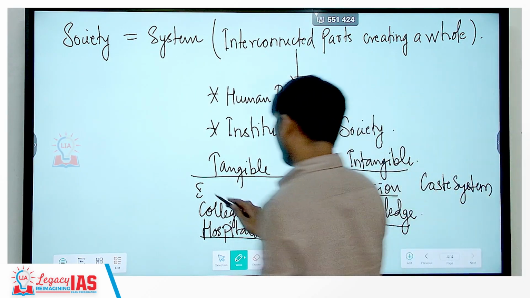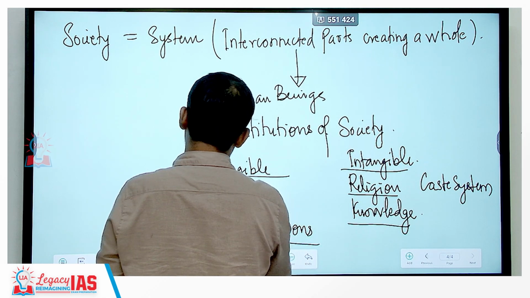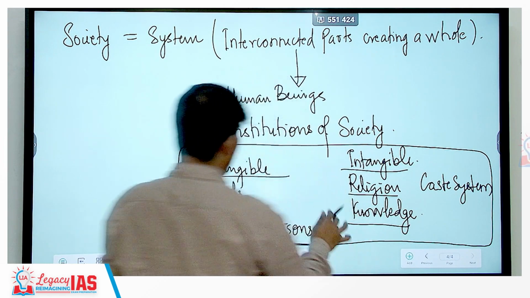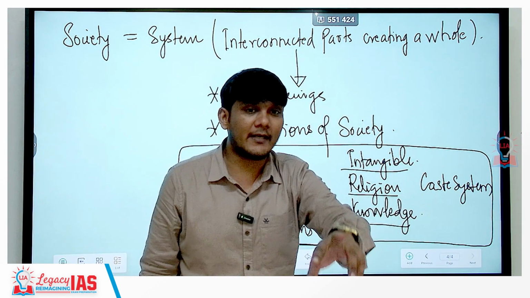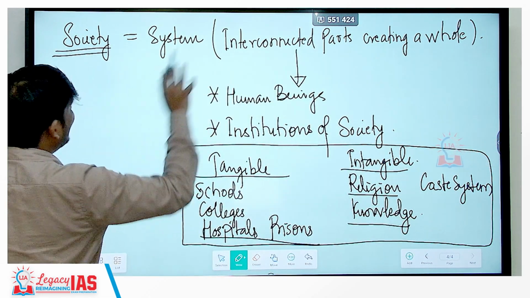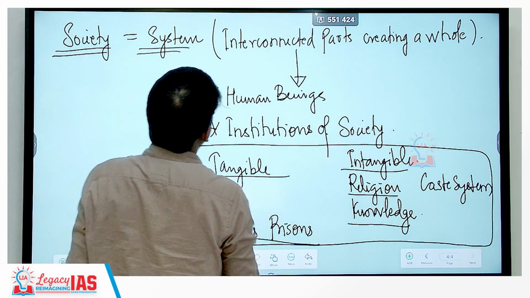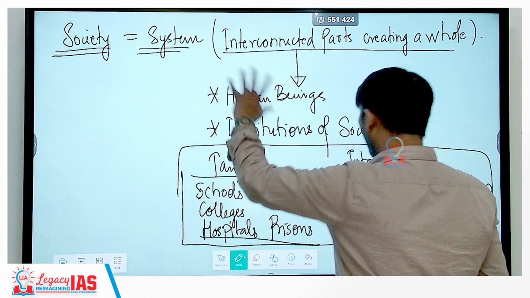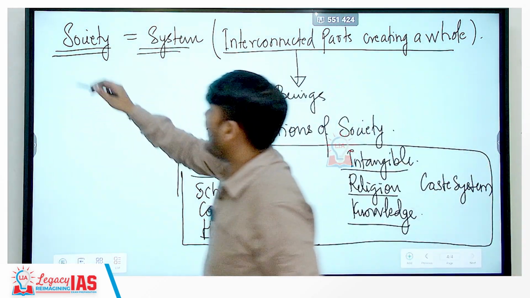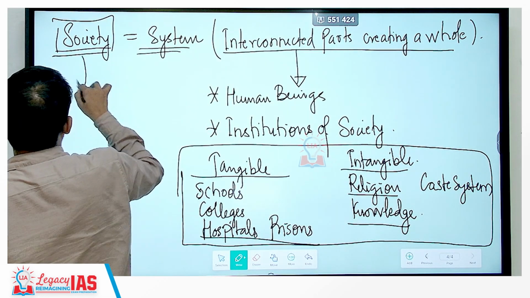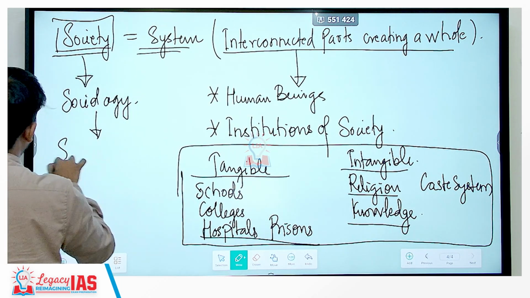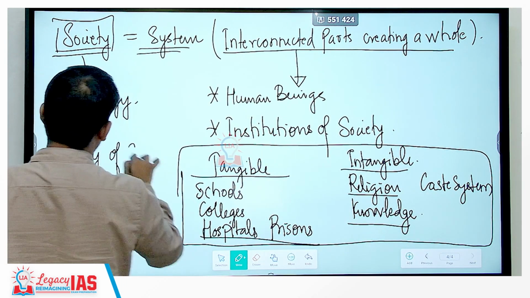Now all these things are constituent elements, right? But in a society, are they not interconnected? And once they all are interconnected, they form the society. So society, as per functionalists, is a system, that is, interconnected parts creating a whole. So this is what your society is. Why are we worried about society? Because we are studying sociology, and sociology is the study of society.